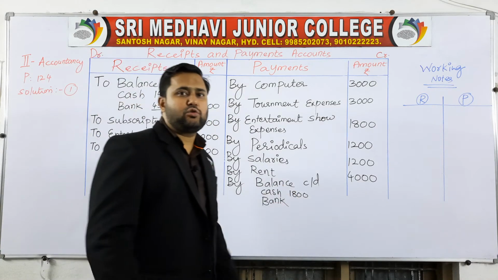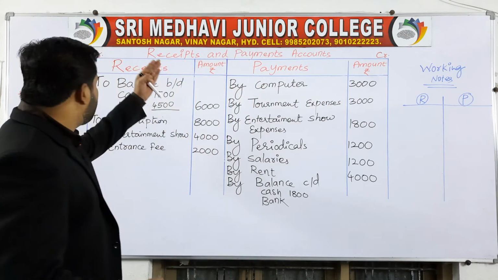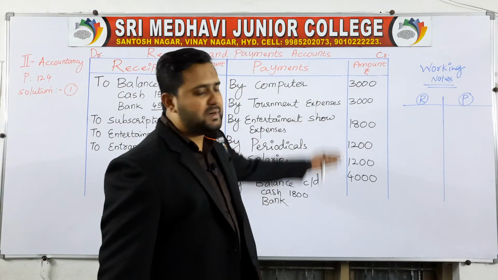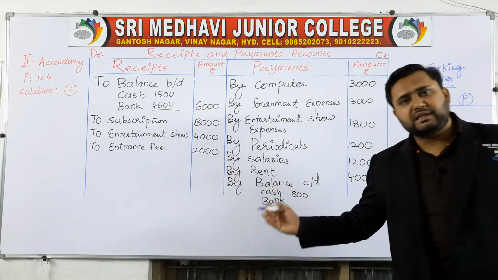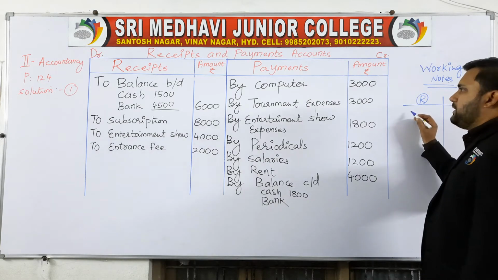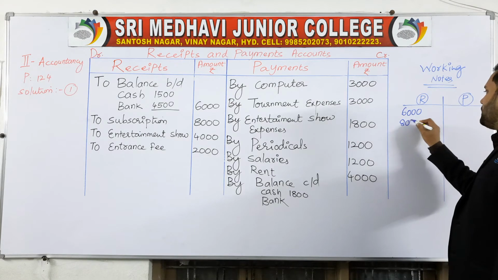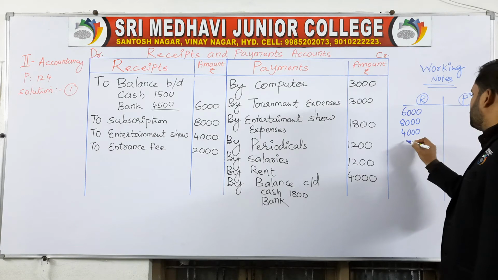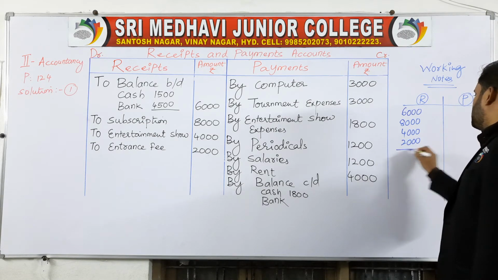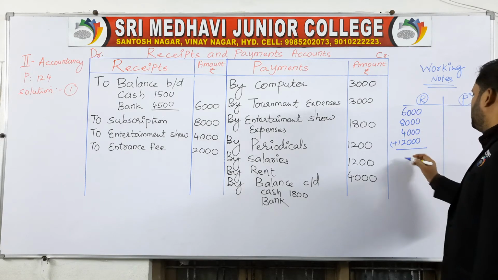So we have to find the closing balance of bank. How are you going to find it? By totaling the receipt side and the payment side. Once you do that, you will come to know which balance is highest, debit side or credit side. Receipts, this is working notes for you: 6000, 8000, 4000, 2000. What is the total? You need to add: 8, 6, 14, 14 plus 4, 18, 20,000 is the total of receipts.